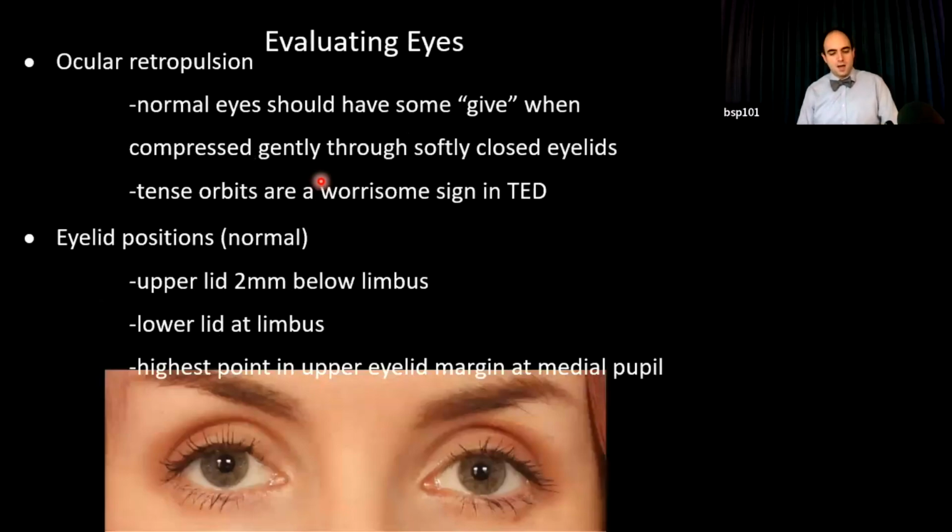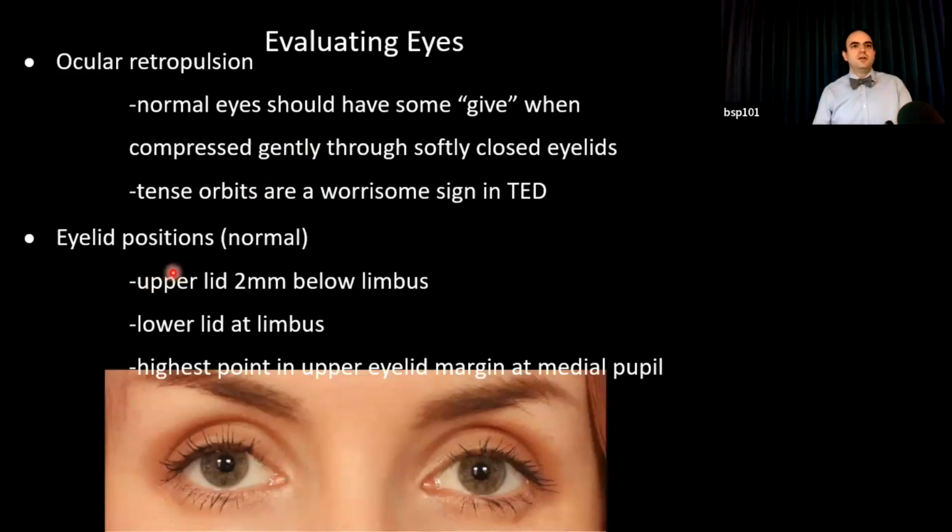So we talked about retropulsion, and we're going to talk a little bit about normal eyelid positions. And this is something our brains are trained to notice because we look at people's faces, where our brains are really good at assessing people's faces. We can see 1 millimeter of asymmetry between the two sides easily. But we don't think about it.